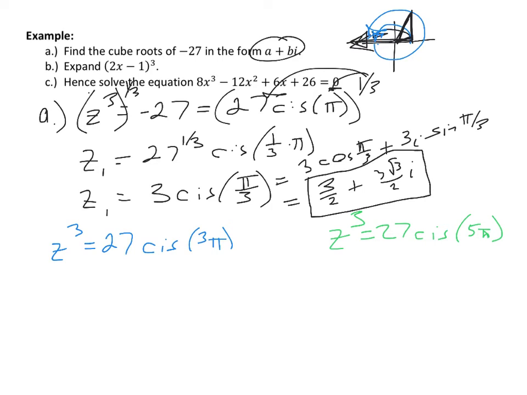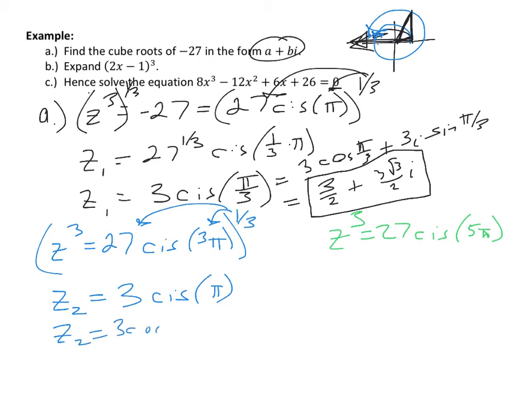Let's move forward and find the other ones. Okay. This one, when I raise the whole thing to the 1/3 power, I'll get z2 is, again, bringing this in using de Moivre's theorem, 3 cis pi. Oh, and that one's actually really easy. Z2 is going to be 3 cosine pi plus 3i sine pi, but sine pi just turns into 0, and cosine pi is -1, so z2 is -3. So I found kind of like my easy, obvious cube root of negative 27.